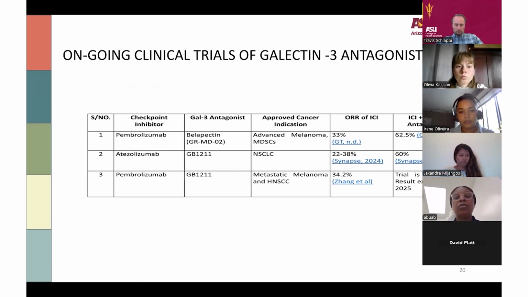So this is the promise for those that express galectin-3. They are not out of the woods. They are being considered. That's why this table is presented here. Next slide.